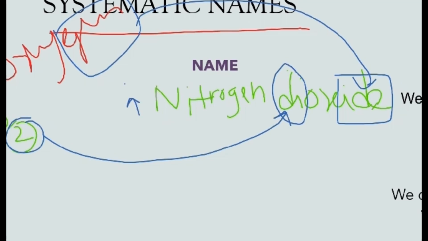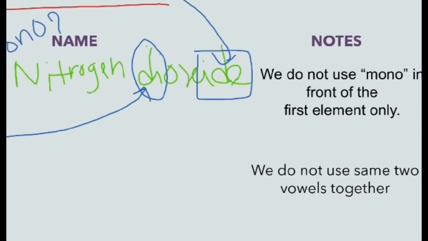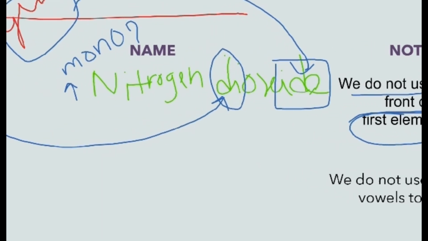Now you must be thinking why we did not add mono in front of nitrogen, just like we added di for oxygen. Here comes the first rule. We do not use mono in front of the first element. Since nitrogen is our first element in this compound and it has only one atom, therefore we will not use mono in front of it.